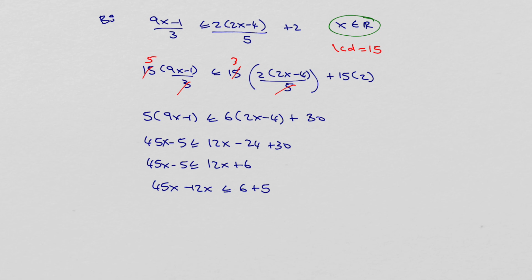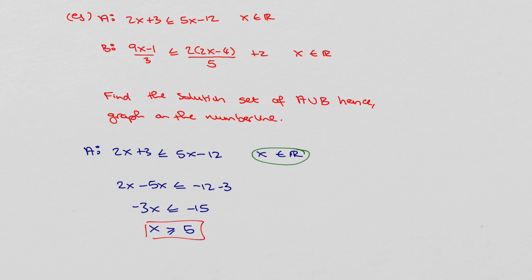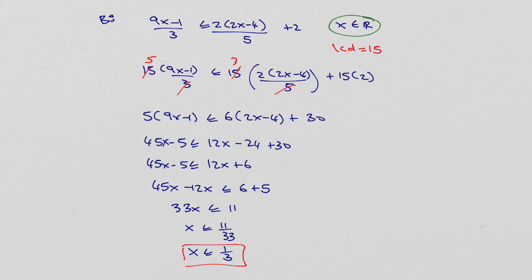And therefore, that leaves me with 45x minus 12x is 33x, less than or equal to 11. And dividing both sides across by 33, 11 over 33 simplifies down to x is less than or equal to a third. So now that's my solution for B, and my solution for A was x is greater than or equal to 5.